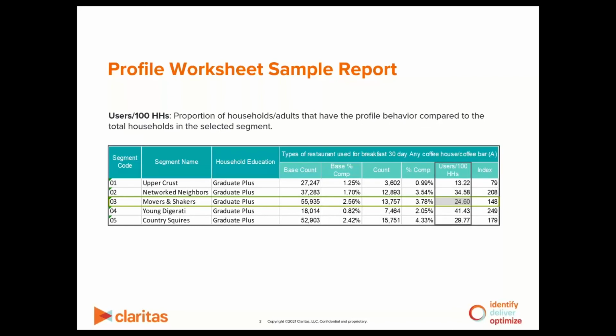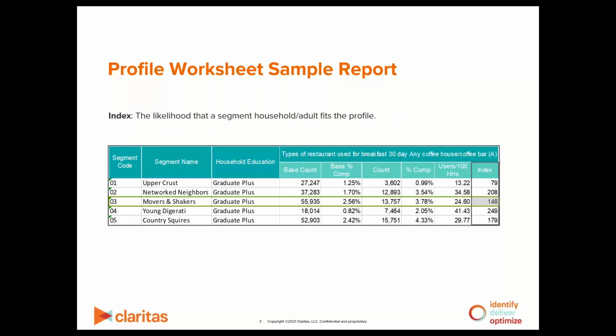Next within the profile worksheet report is users per 100 households. This is a proportion of households or adults that have the profile behavior compared to the total households within the selected segment. Out of every 100 movers and shakers households in the Atlanta CBSA, there are approximately 24.6 adults who have visited a coffee shop in the last 30 days.